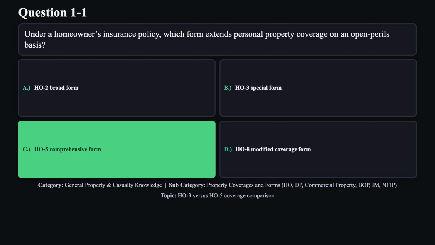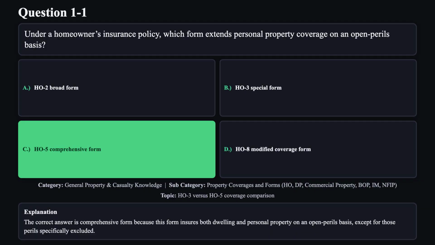The correct answer is C. The correct answer is comprehensive form, because this form insures both dwelling and personal property on an open perils basis, except for those perils specifically excluded.